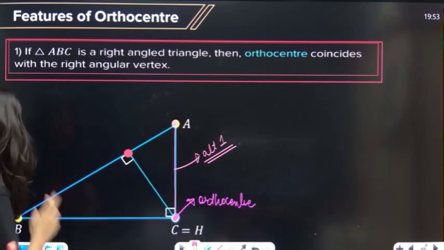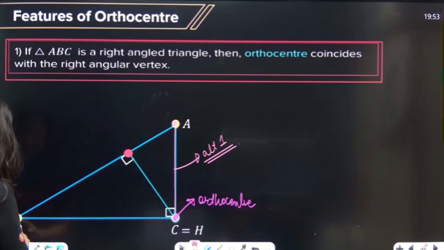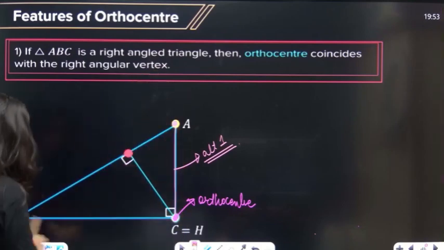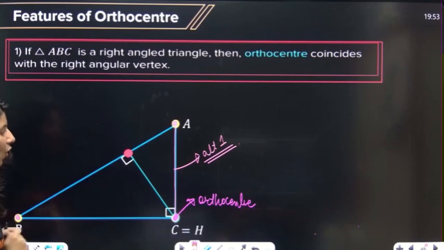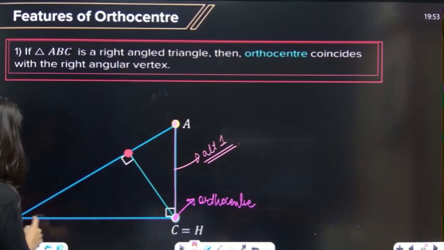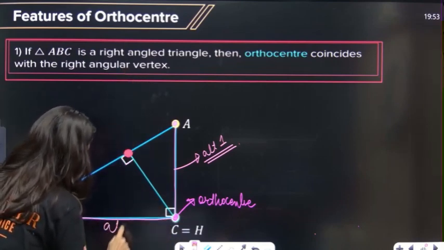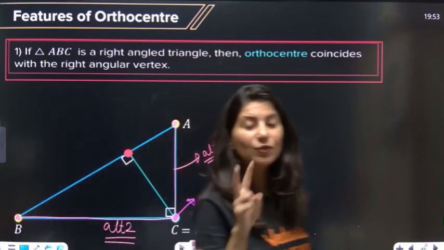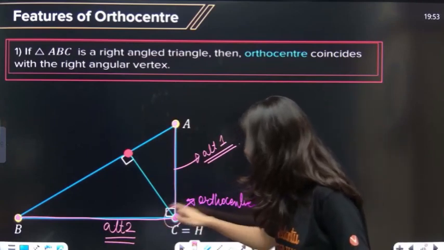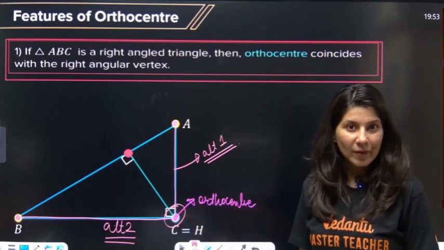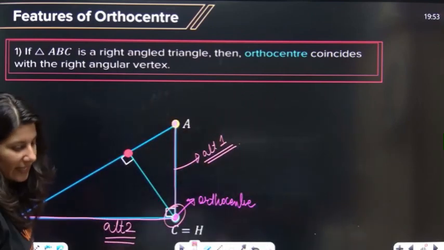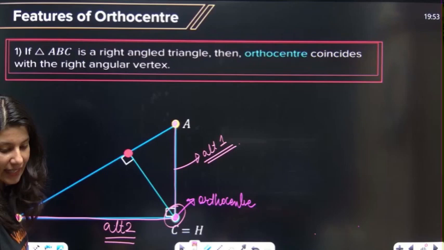Now you have vertex B right here. From vertex B, you need to drop a perpendicular on AC, correct? So this is also the second altitude, altitude number 2. Can you see the meeting point of the 2 altitudes is nothing but the vertex C itself? Yes or no? How many of you are understanding this?